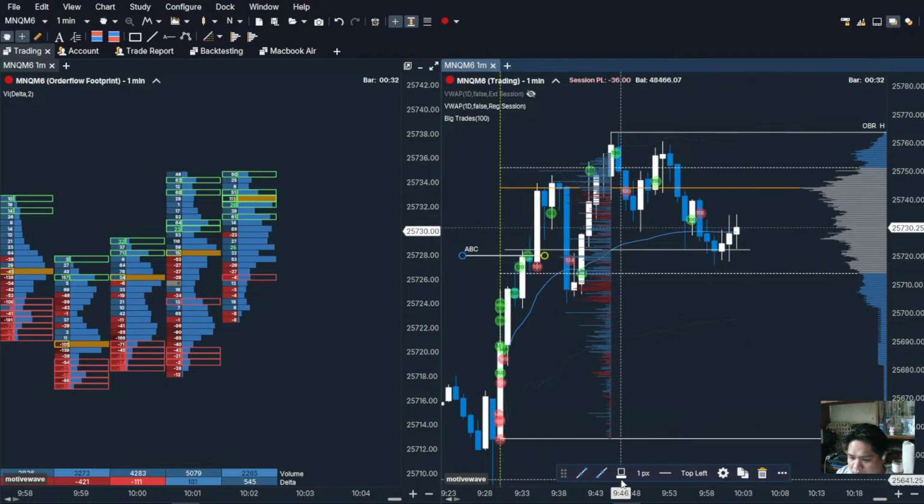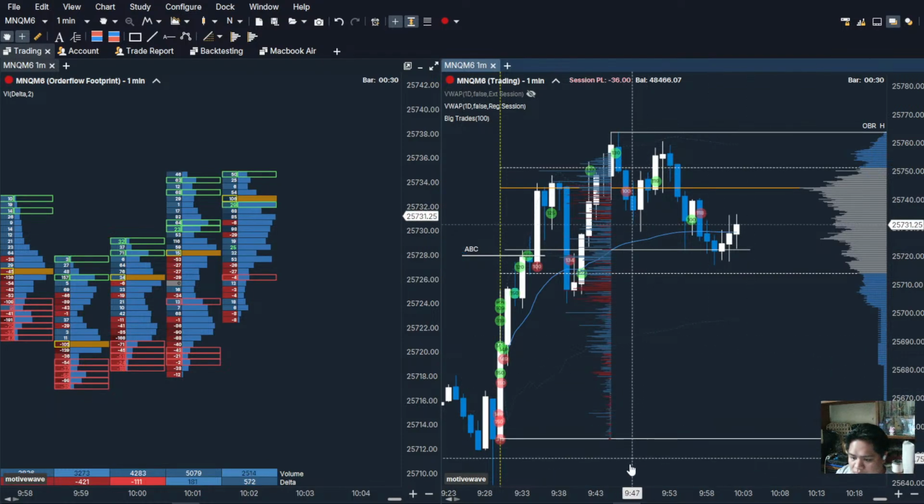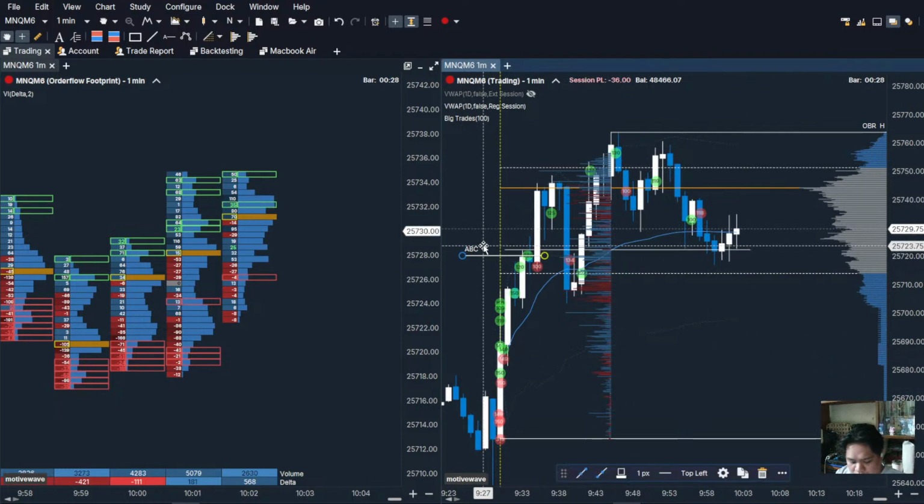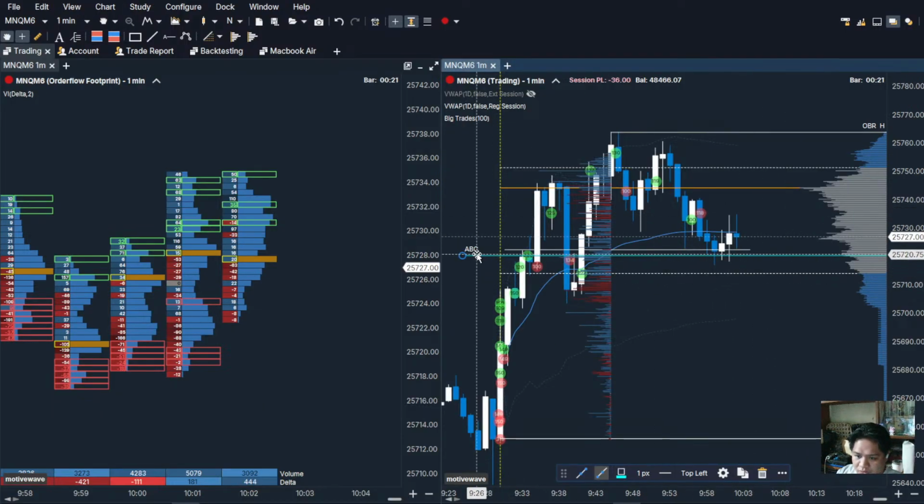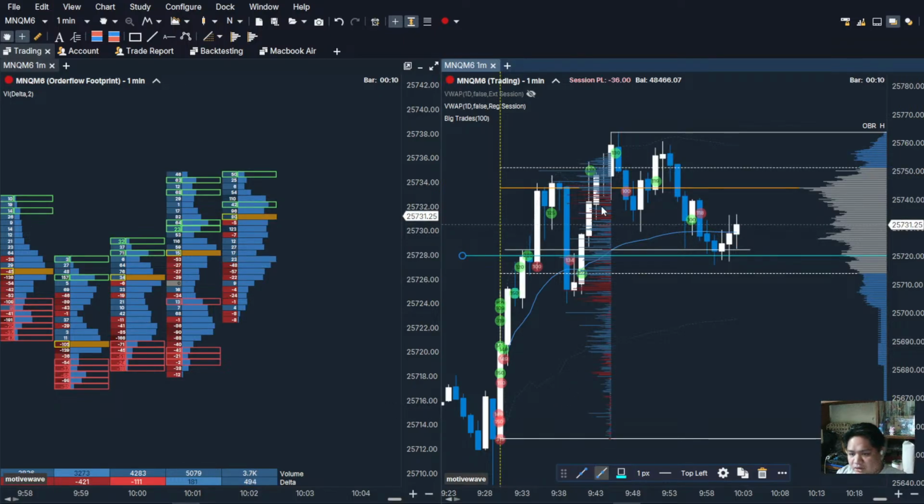Do I have? No, I did not. We have a lot of buys coming in here, so we have buy delta. Let's just remove the label and let's save as template, neon blue.